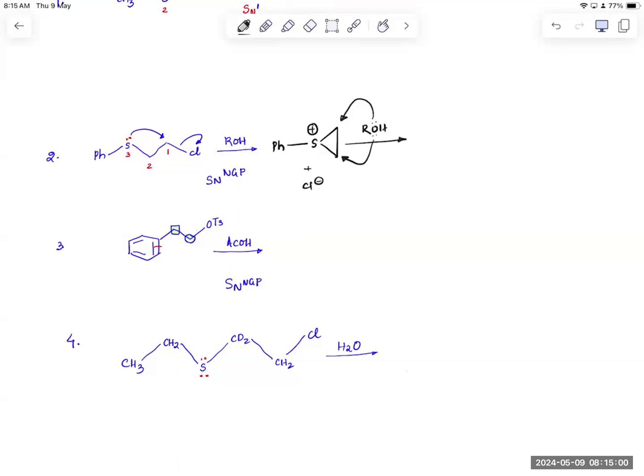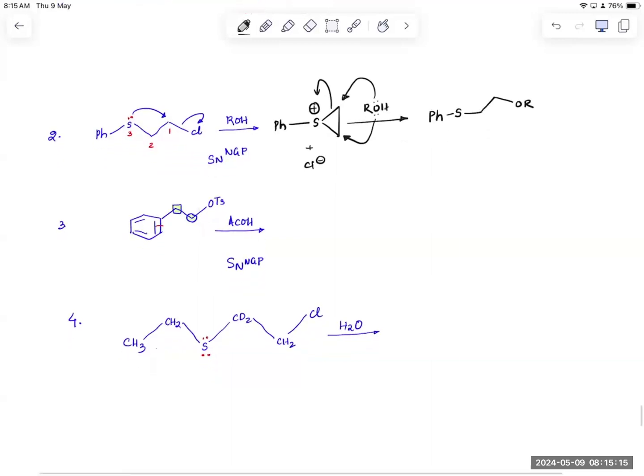Any position is equivalent. So I'll get this as S, as it attacks, this bond will break here. So the S methyl group, this group, and then the OR group. Okay. This is the product you will have. So basically it has happened two times. First internally substitution happened. Then again externally substitution happened.